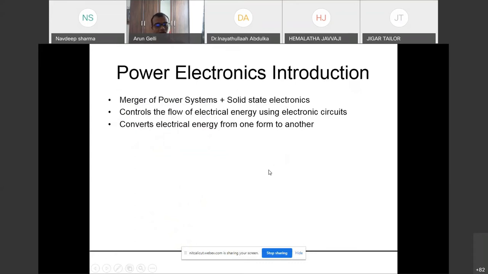Now let's quickly look at the power electronics part of it. I hope I have time. One second. Yeah. So power electronics introduction.